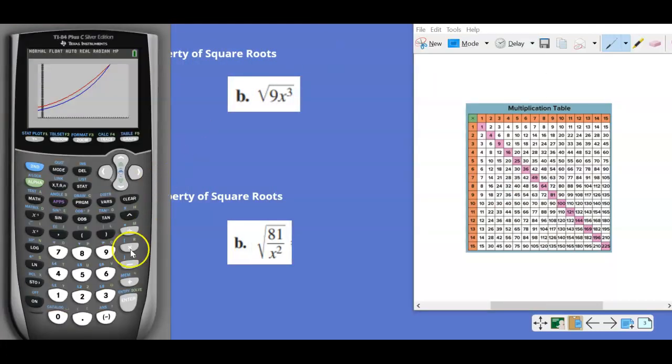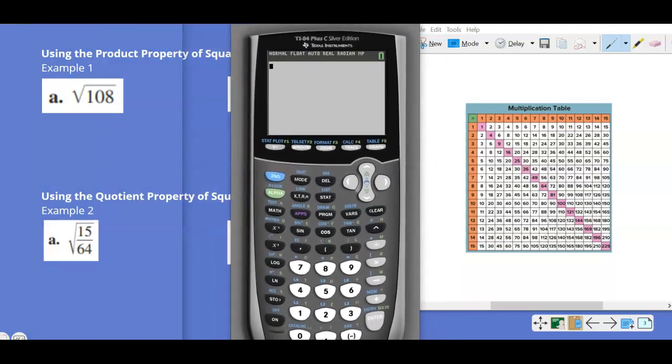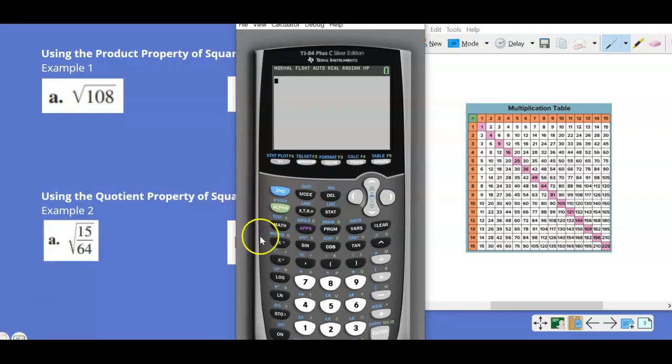All right, my calculator does not want to cooperate here, so we are just going to look at it where it's at. So let's see what goes into 108.